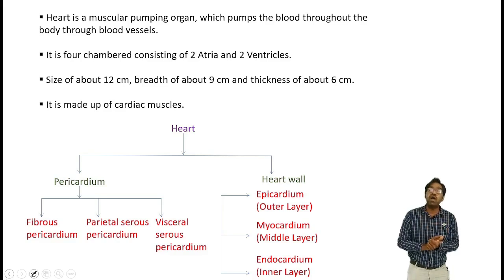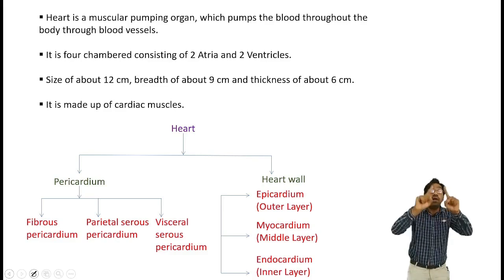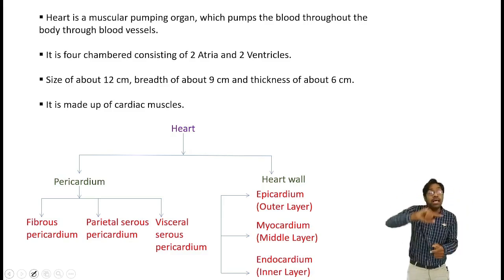Then it is followed by the parietal layer of the pericardium, the innermost layer. Then again it is followed by the visceral layer of the pericardium. What is the visceral layer? The visceral layer is the layer which covers the entire heart. As you know, the heart is a visceral organ. Therefore, this visceral layer covers the entire heart. That's why it is called the visceral layer of the pericardium.